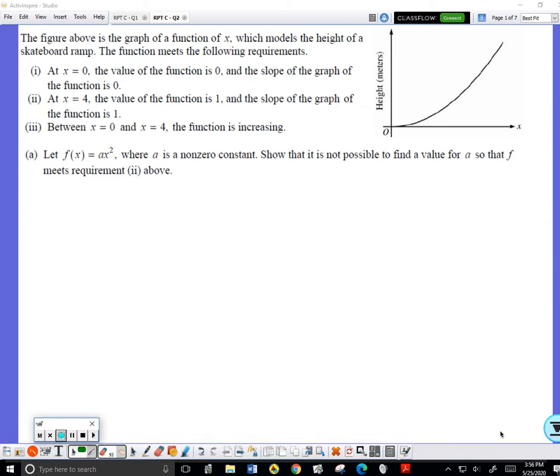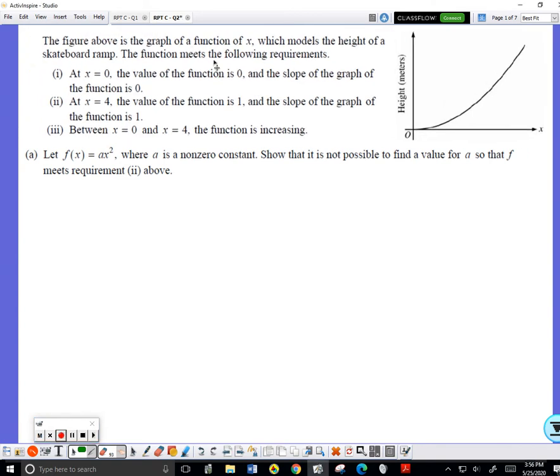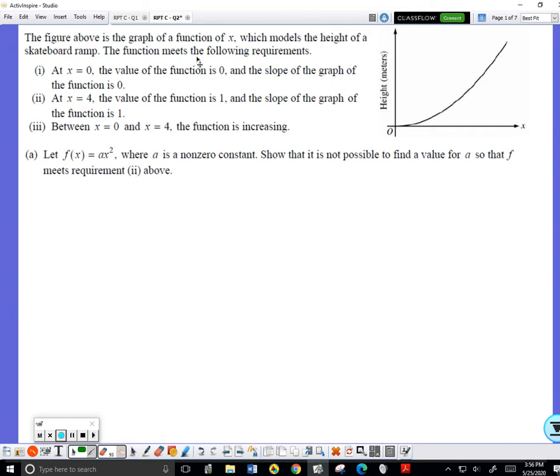Okay, the figure is the graph of a function of x. That's nothing new. The function of x models the height of a skateboard ramp. So you might say this is the height as a function of x. That just means that as you move along the ramp in the x direction, the height is going up. Keep reading here. The function meets the following requirements.